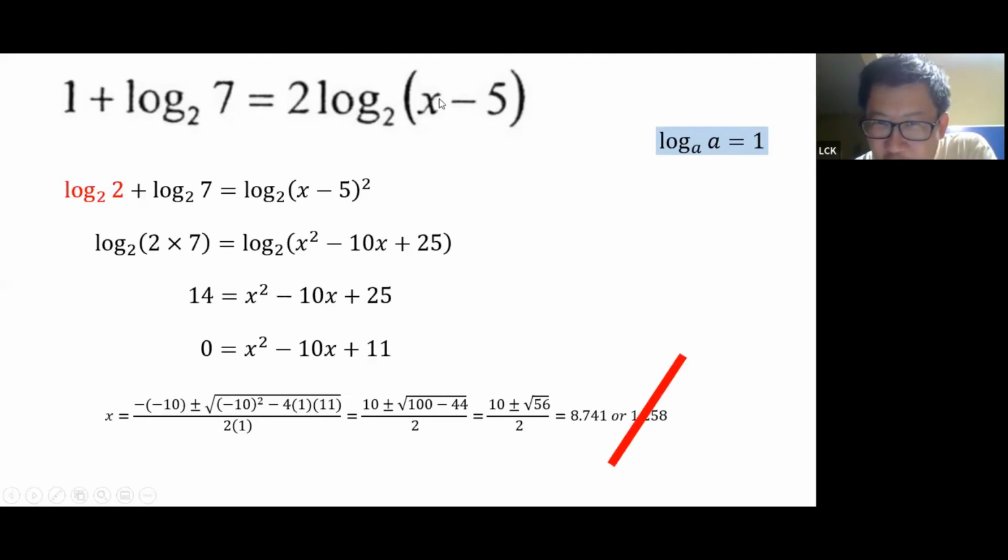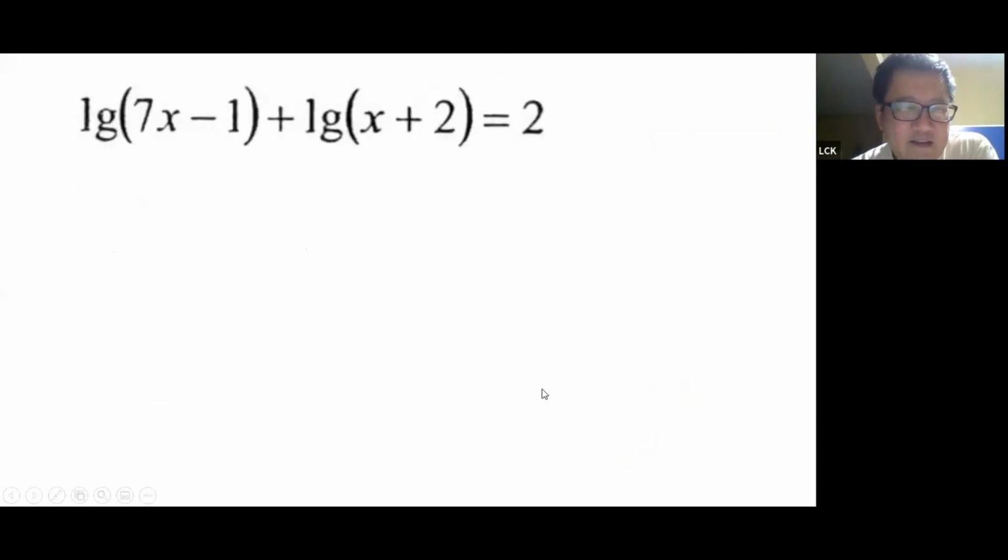That's going to give me a negative number. So log of a negative number is a no-no. It's undefined. So I'm going to knock this out. And so our only answer, which I will leave you to verify, is 8.741. That is our only answer. If you put this 8.741 inside here, you will see that everything checks out nicely. Of course, this needs a calculator.